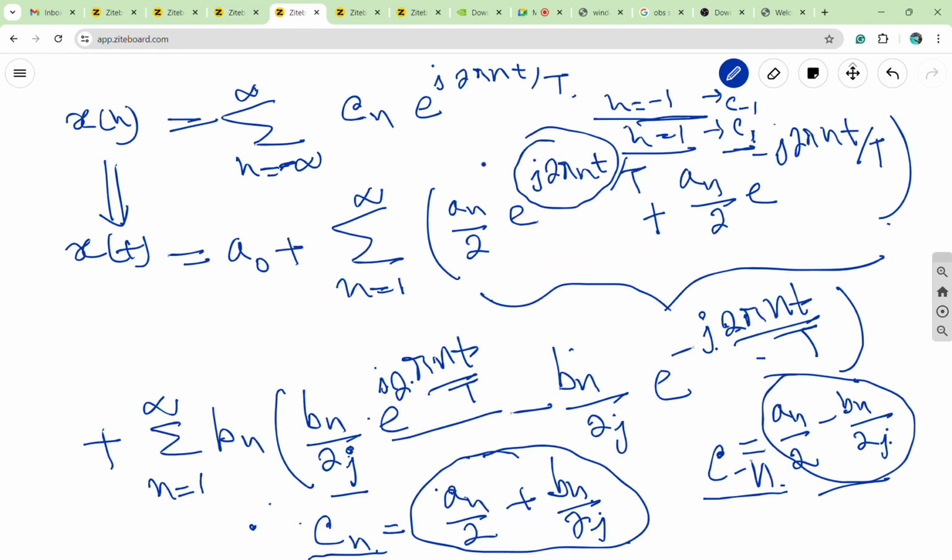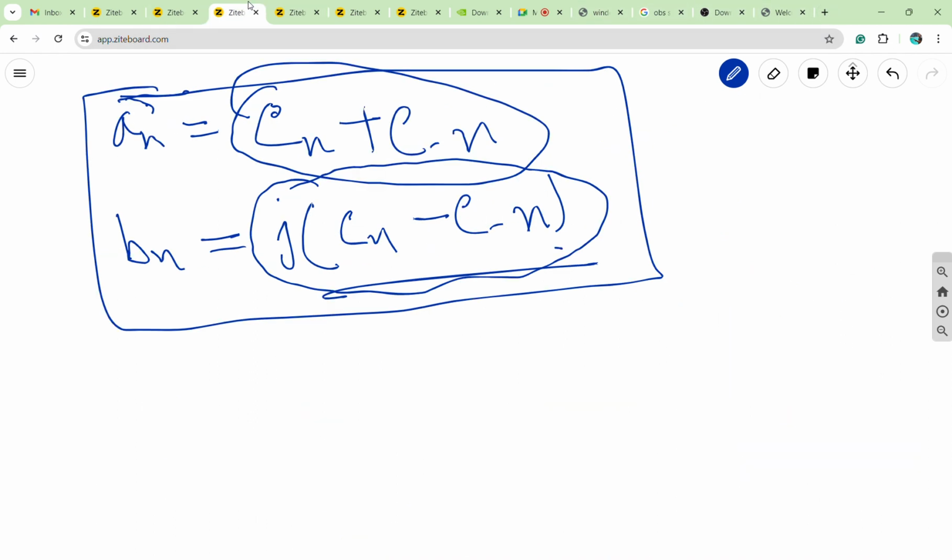But you should do this by hand. Put n equal to minus 1 and n equal to 1, or put n and minus n, and express it in terms of Euler's equation. Like the Euler equation is like that. I think you know.